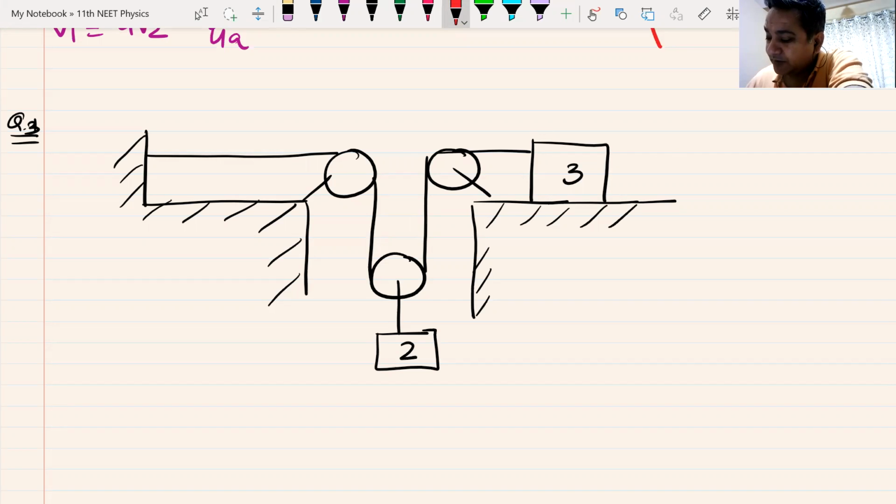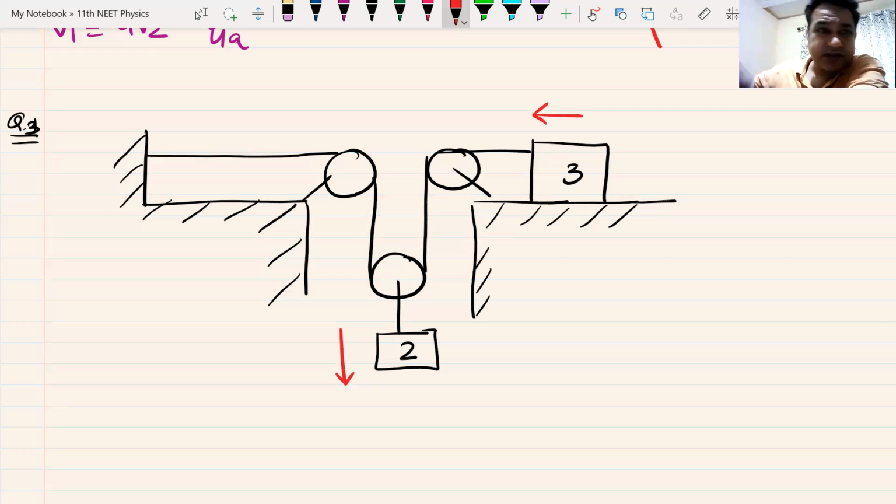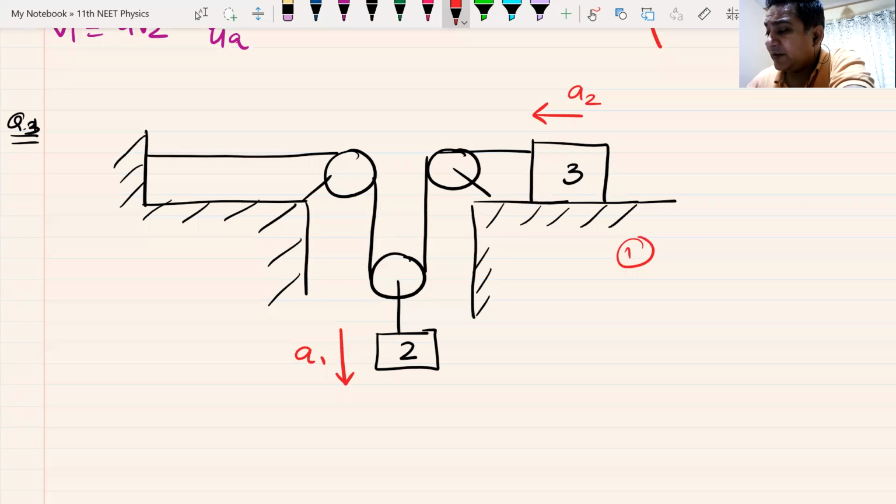Yes, Abhiram, that is correct. The only way the system can move is downwards. There is no force on the 3 kg block which is trying to move it rightwards. The 3 kg block can only move leftwards. The 2 kg block can only move downwards. If this moves down with an acceleration a1 and this moves leftwards with an acceleration a2, the first question is to find the relation between a1 and a2.